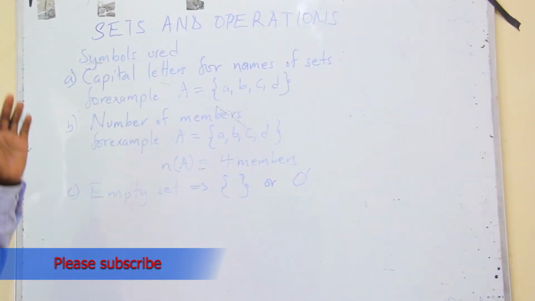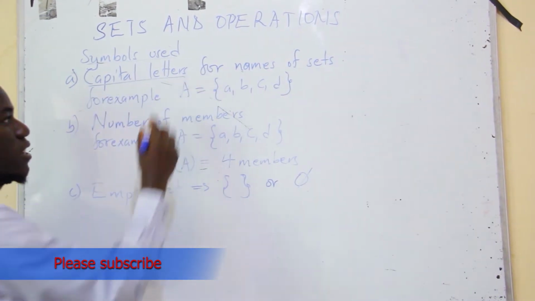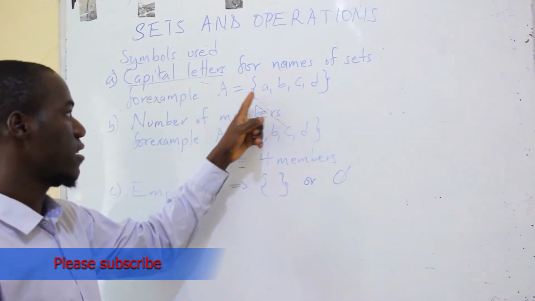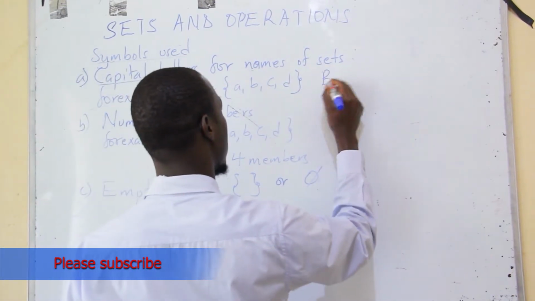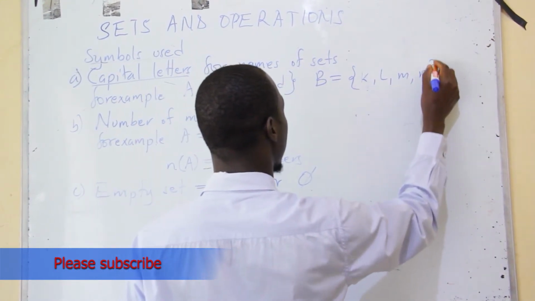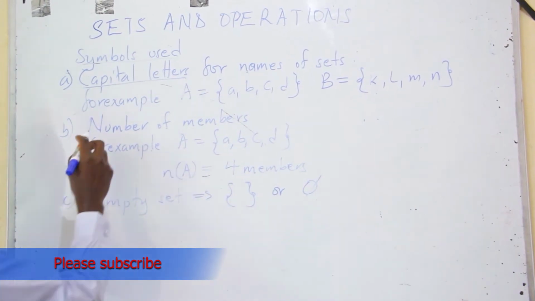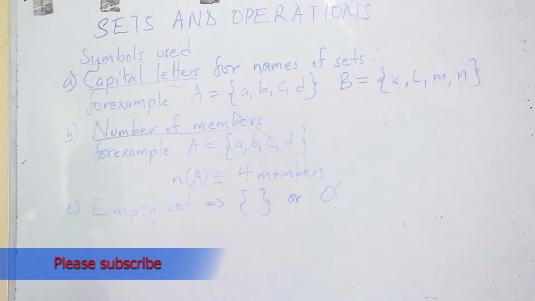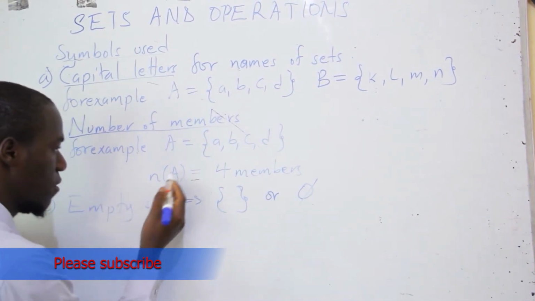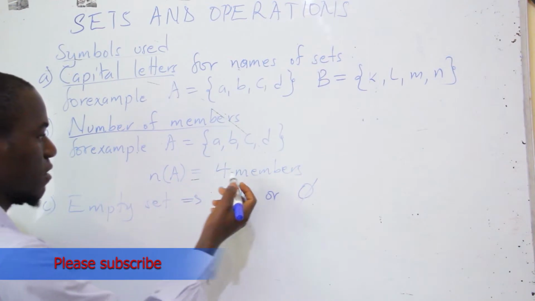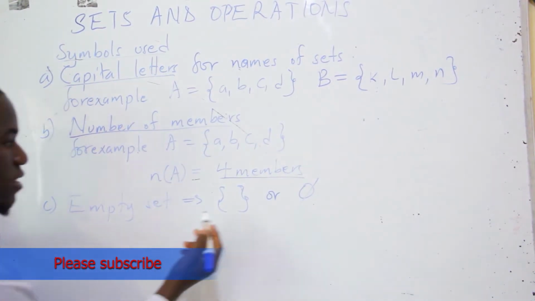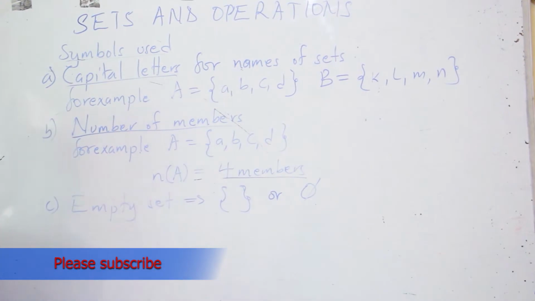So we can talk about the symbols that are used. First of all, the capital letters. We use capital letters to name the sets. For example, my set A, that is capital A, is equal to that. You can use any set B to be equal to, let me say K, L, M, N, like that. Then if we want to know the number of elements or members in a set, my set A given as A, B, C, and D, the small n brackets into the name of the set gives me the number of elements or members in that set. If I want to write the empty set, this is how I write it, or the other one.